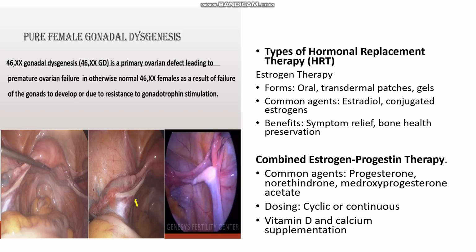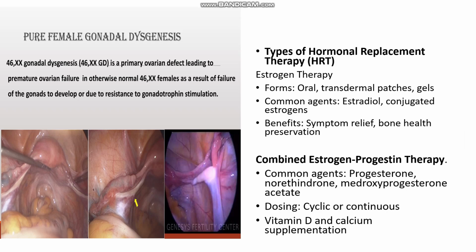There's another very important condition which is called pure female gonadal dysgenesis. Here the chromosomes are 46 XX, and it's a primary ovarian failure defect leading to premature ovarian failure in an otherwise normal female, as a result of failure of the gonad to develop or due to resistance to gonadotrophin stimulation.